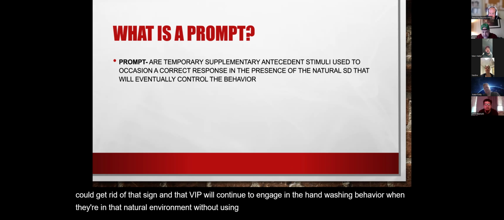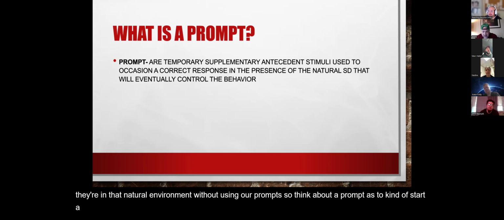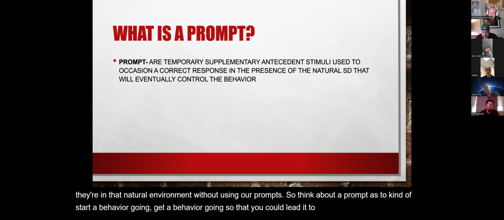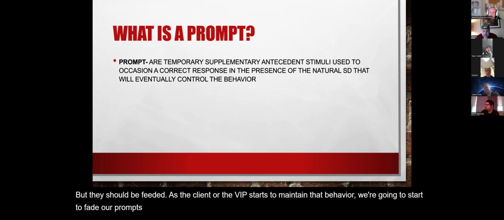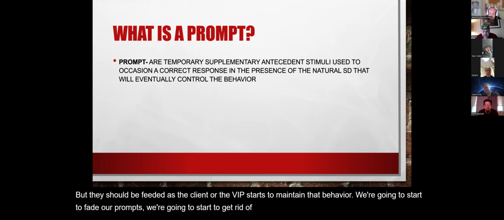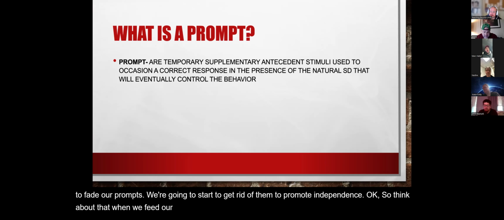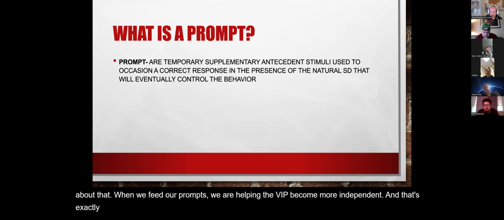So think about a prompt as a way to start a behavior going, so that you could lead it to reinforcement. But they should be faded as the client or the VIP starts to maintain that behavior. We're going to start to fade our prompts. We're going to start to get rid of them to promote independence. Okay. So think about that when we fade our prompts, we are helping the VIP become more independent. And that's exactly what we're trying to do always.